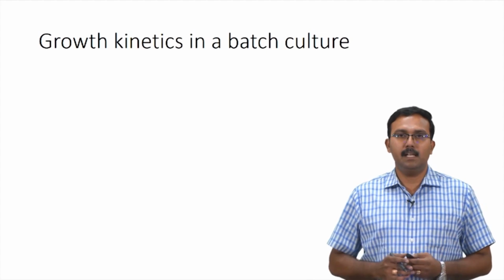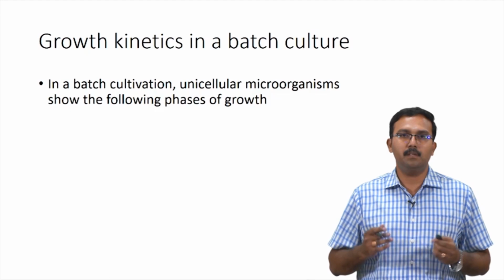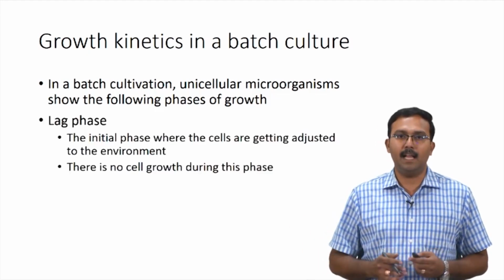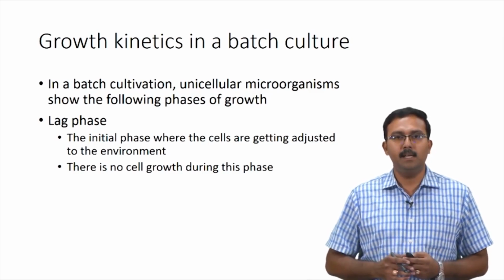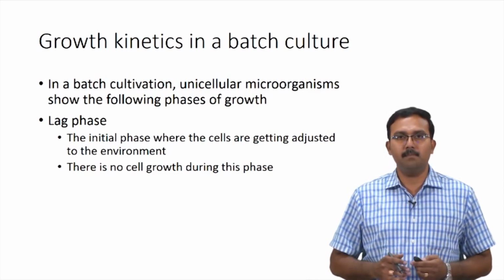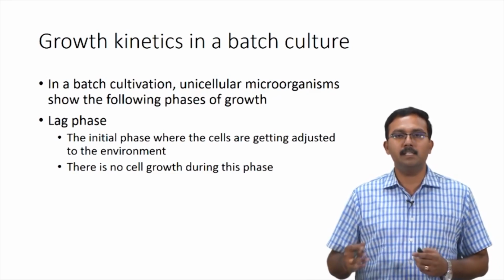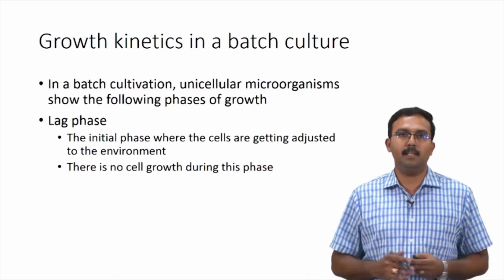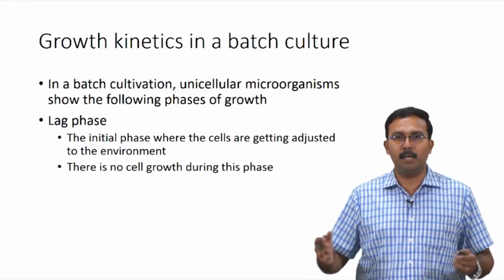When you culture the cells in a batch system, what you see is unicellular microorganisms go through different phases of growth. The first phase is the lag phase. This is the initial phase where the cells are getting adjusted to the environment, and there is actually no cell growth during this period. So, during this time the cells are getting an understanding of what nutrients are available, what are the conditions in which they are being cultured, and they prepare the machinery that is required for surviving in that environment and utilizing this nutrient to eventually grow and multiply.